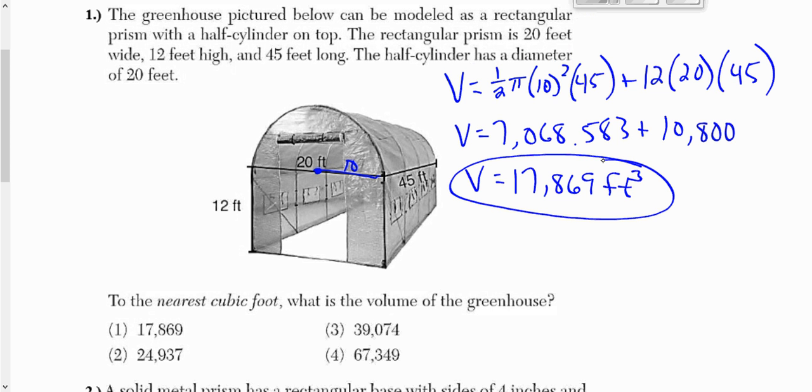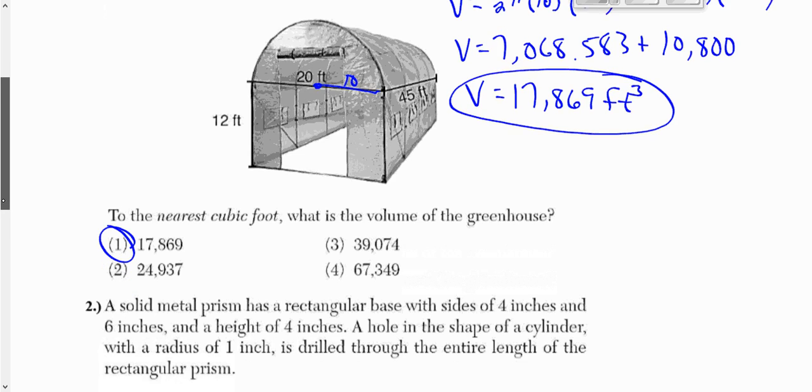Any questions on the first one? It's a lot like one of the simpler ones we did in the notes. Choice one. Figure out what, yep, got to do that. Pi r squared h. All right, let's move on to number 2.